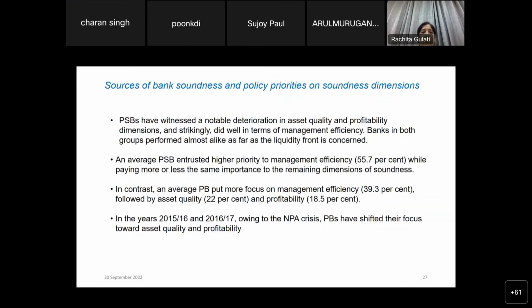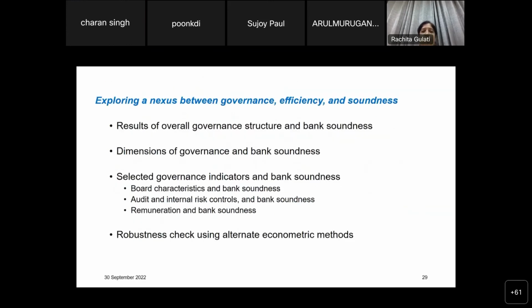While exploring the results pertaining to the nexus between governance efficiency and soundness, we have presented the results in three different subsections. First I will talk about the results of the overall governance structure and bank soundness. Then I will move to how the different dimensions of governance relate to bank soundness, and the selected governance indicators' linkage with bank soundness.